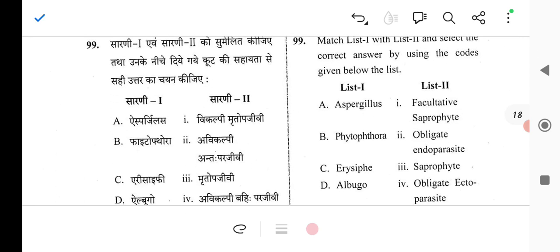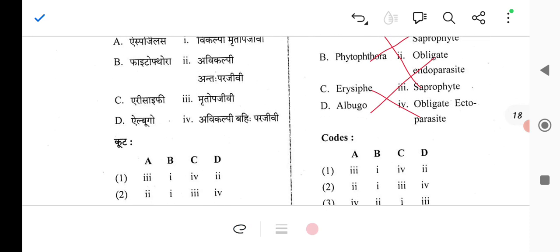Next is match the following. Aspergillus is saprophytic. Phytophthora is facultative saprophytic. Facultative means not compulsorily, it depends on the situation. Then the next one is obligate ectoparasite. Albugo is endoparasite. So the answer here is A.